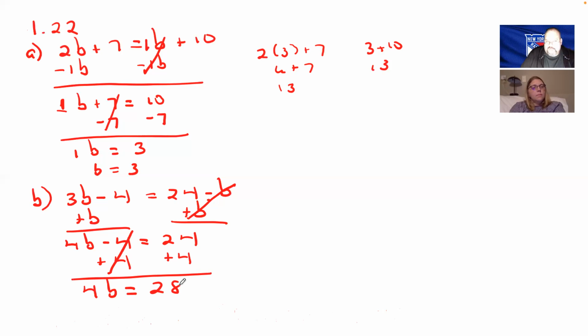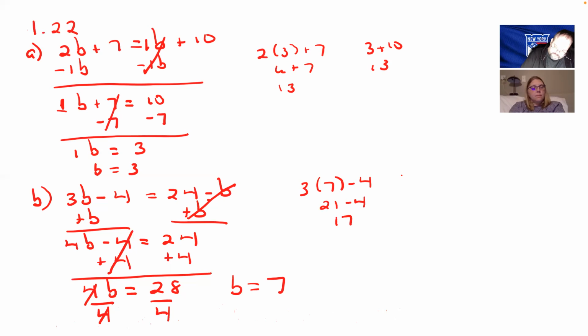Now, how do I solve for b itself? Now I'm going to divide both sides by 4. So 28 divided by 4 is 7. So in this case, b would be equal to 7. And we can check that. 3 times 7 minus 4, 21 minus 4 is equal to 17. 24 minus 7 is equal to 17. So that turns out to be correct.